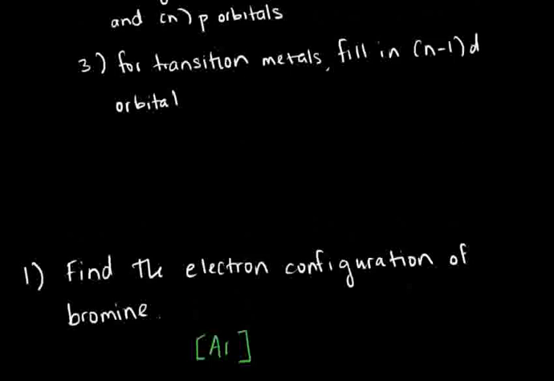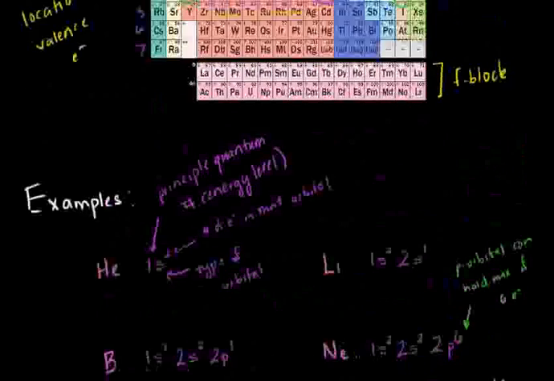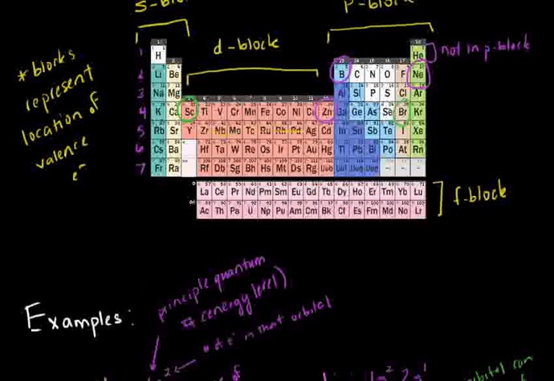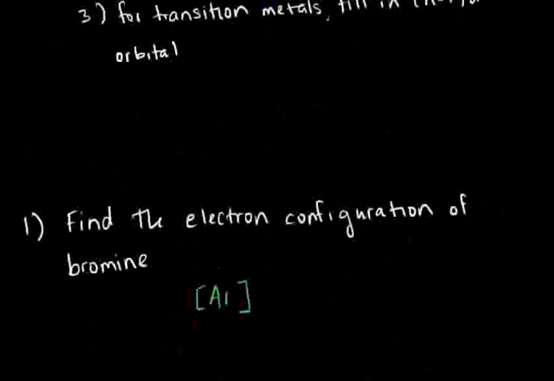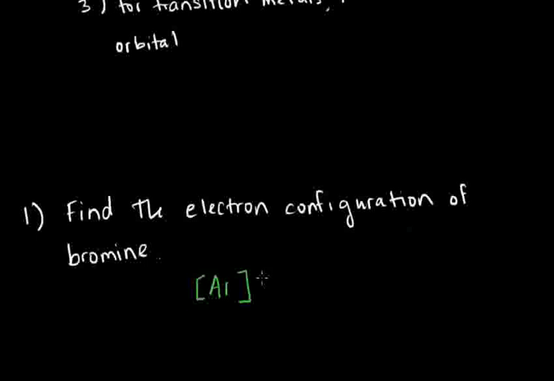Let's see, bromine is in the 4 quantum level, I believe. Yep, that's right, 4 quantum level. So we're going to fill the 4s2 orbital, and we're going to have 5 electrons in the 4p orbital. So the electron configuration for bromine is argon, 4s2, 4p5.